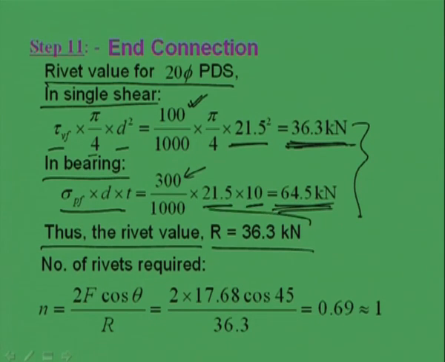So, this is the rivet value, and the number of rivets required will be as per the formula 2F cos theta by r. That also we have shown, why 2F cos theta in case of single lacing. So, 2 into F into cos theta by r. This is becoming 0.69, that means 1. That means the number of rivets required is 1.